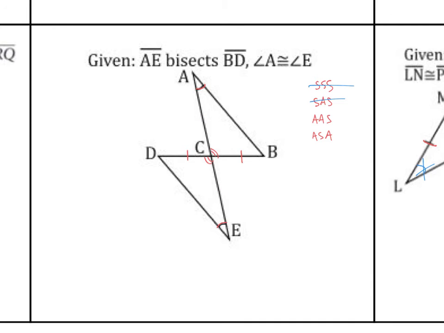We've got an angle, and then an angle, and then a side. So it's angle, angle, side in this case. And that would allow me to say that triangle DCE is congruent to triangle BCA.